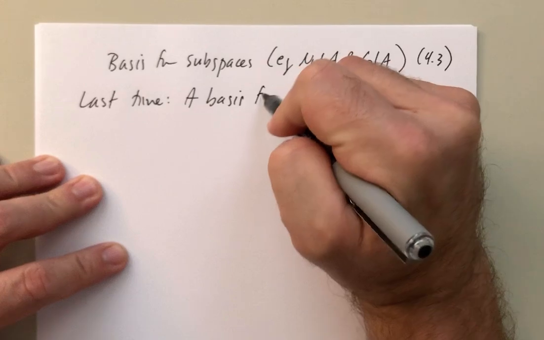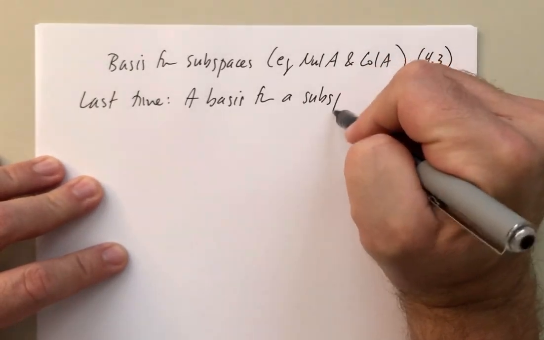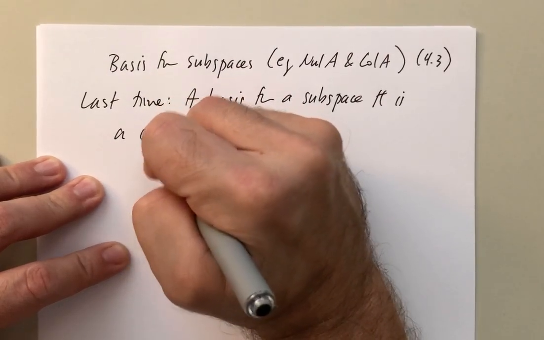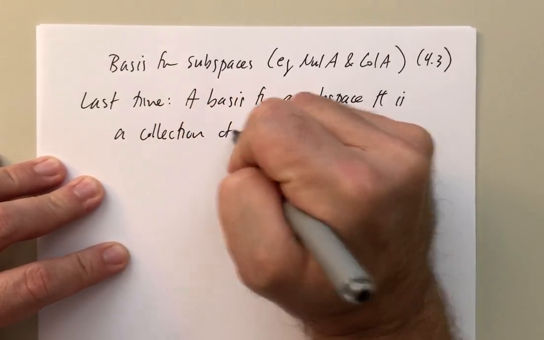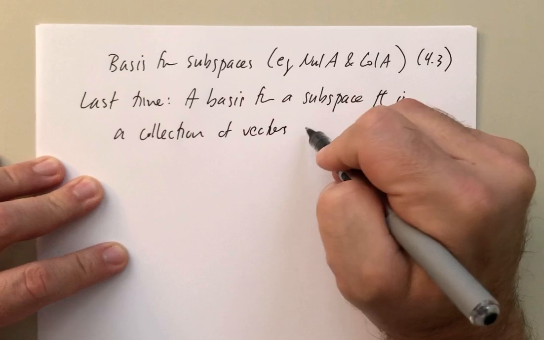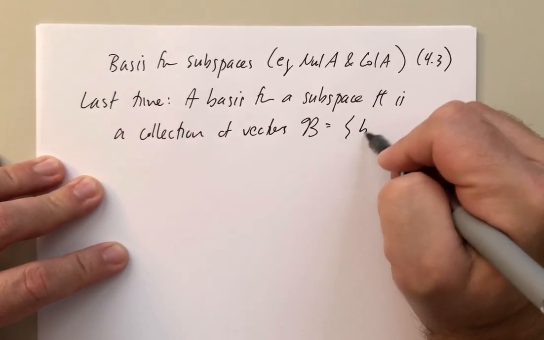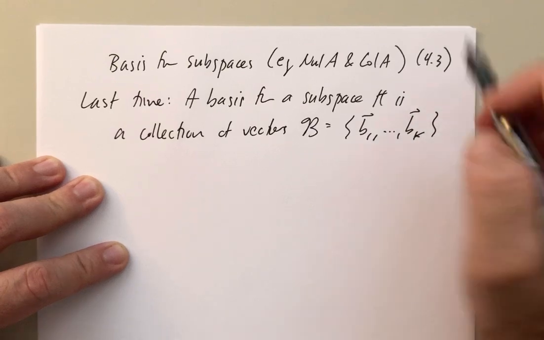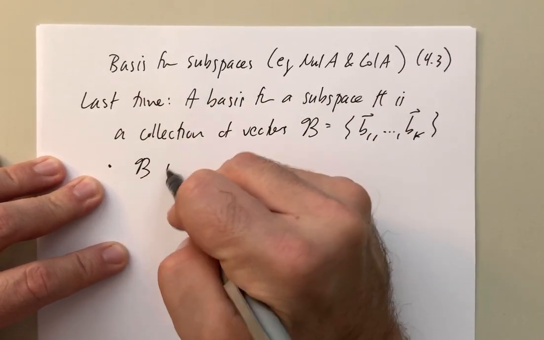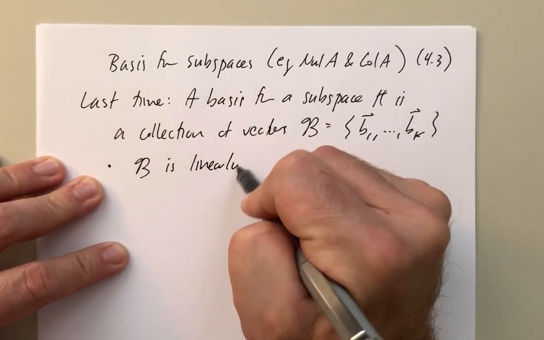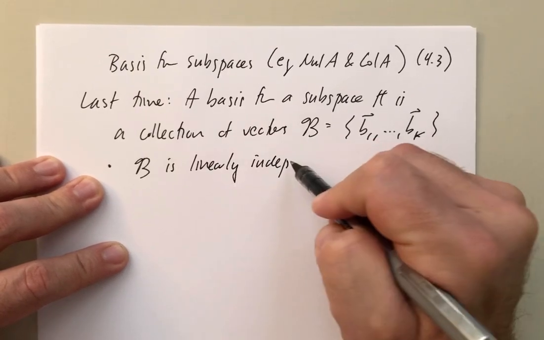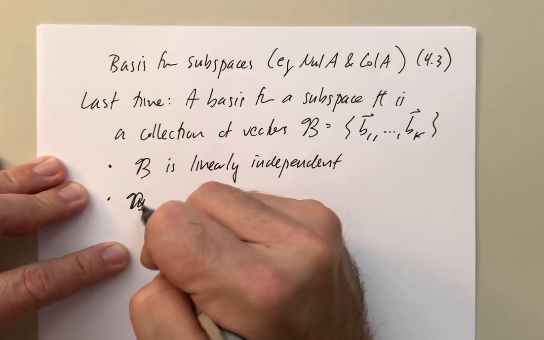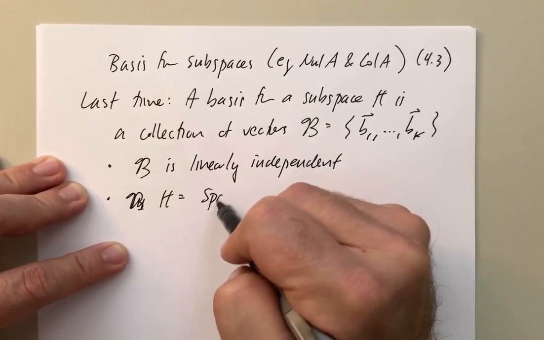So a basis for a subspace H is a collection of vectors, let me call it B. Let's say these vectors are B1 through Bk, such that two things happen. B is linearly independent, so this is the kind of like not too many vectors. And then H equals the span of B.